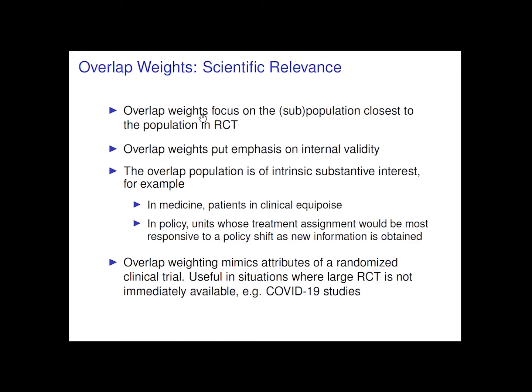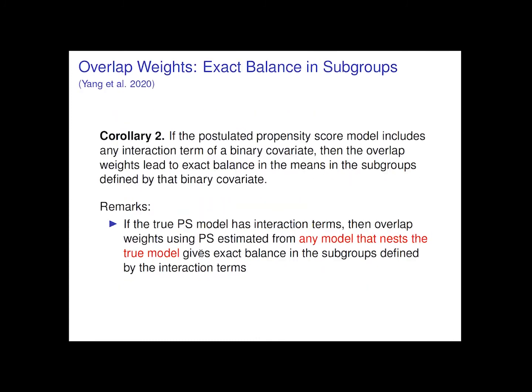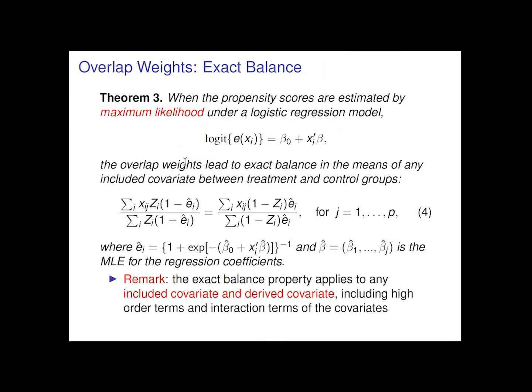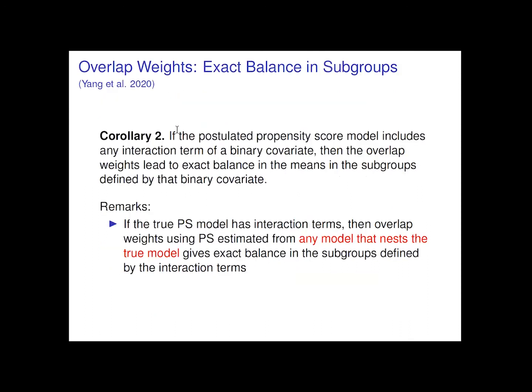So the point is that the overlap population is often actually the most important, most scientific and meaningful population there. I'm not saying always, but it's often. So that is the definition of the overlap weights. And then overlap weights is derived from the variance consideration, the asymptotic variance.